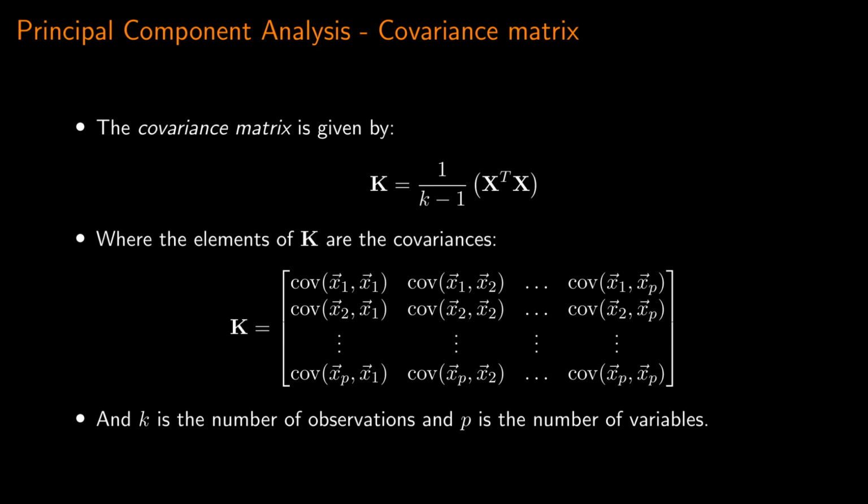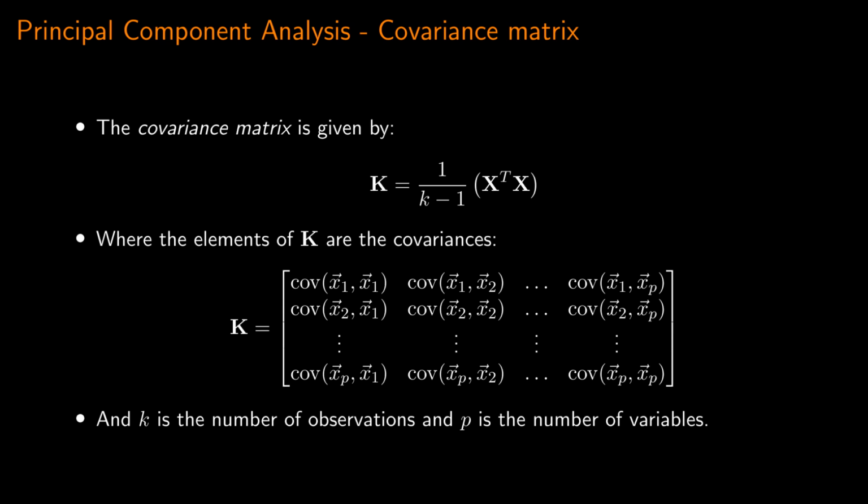But if the data are arranged with a row for each variable and a column for each observation, then it should be X times X transpose. It's important to bear this in mind for whatever data you are dealing with. Just bear in mind which way round your data is and adjust accordingly.